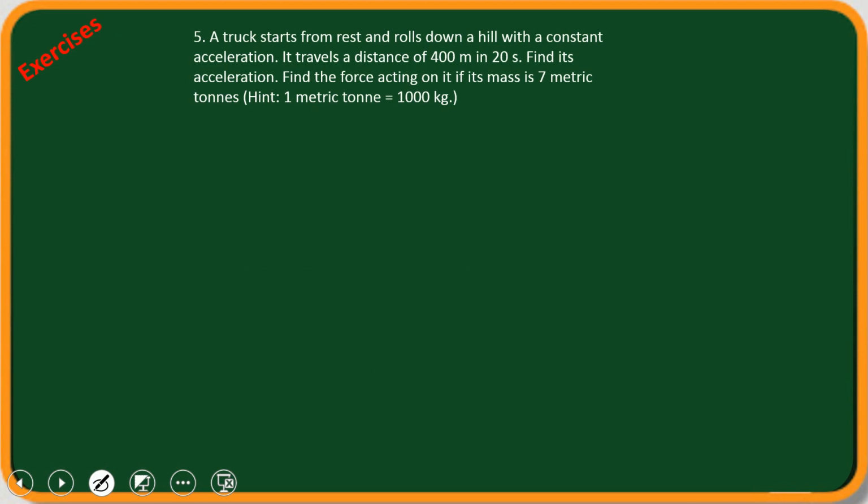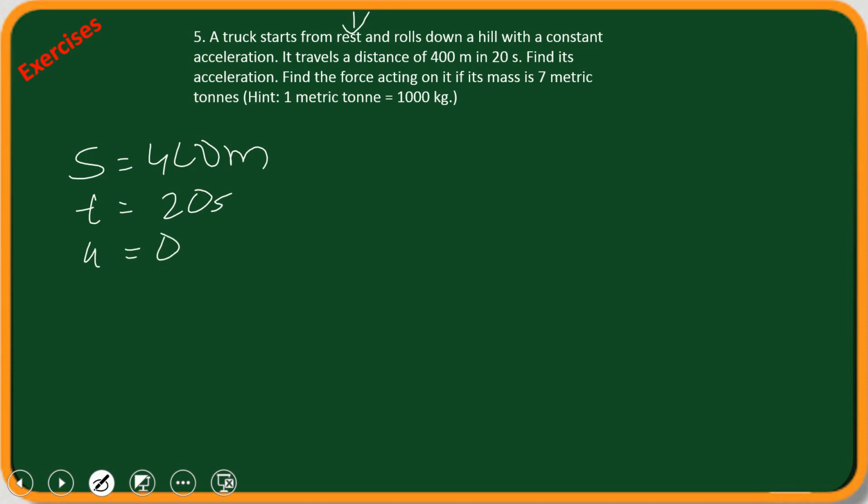a truck starts from rest and rolls down a hill with a constant acceleration. It travels a distance of 400 meters in 20 seconds. So here, the distance traveled S is 400 meters, and time is given as 20 seconds. Find its acceleration. We have to find the acceleration here. Now one more thing: it is given that it starts from rest. Rest means you know that U is equal to 0.